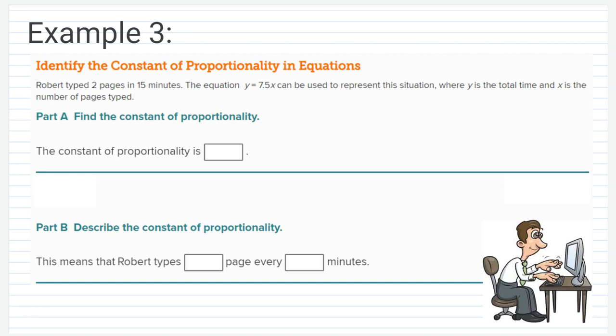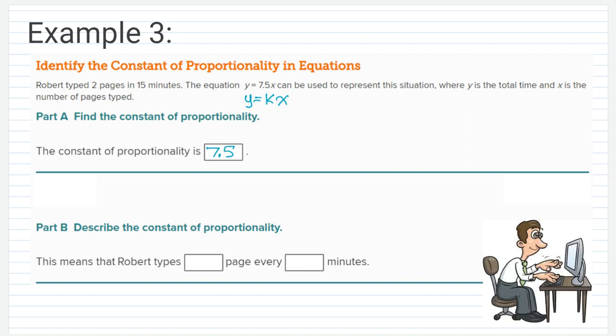So in this one, it says Robert typed 2 pages in 15 minutes. The equation y equals 7.5x can be used to represent the situation where y is the total time and x is the number of pages typed. So part A, find the constant of proportionality. Again, hopefully at this point you're starting to memorize it. Y equals kx. And so if I look at that equation, I match it up with the general form, y equals kx. The value that's replaced for k is 7.5. That is your constant of proportionality.